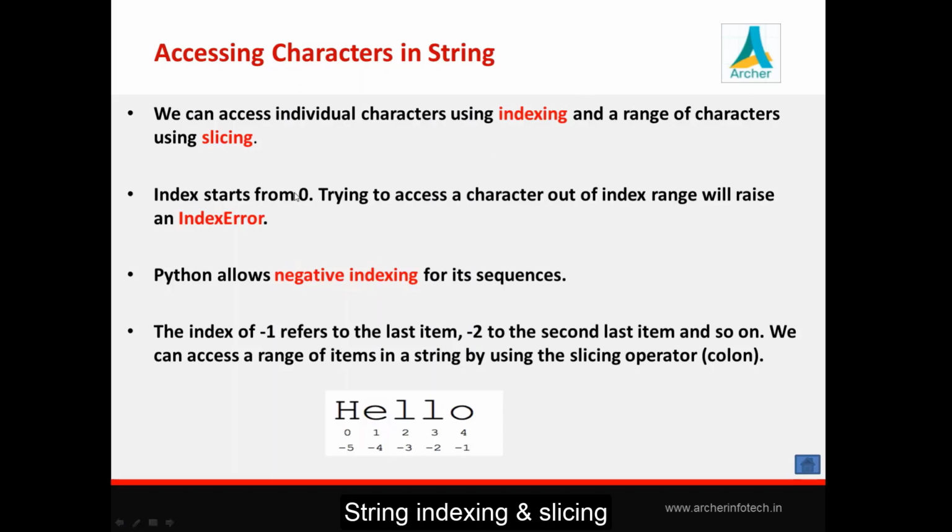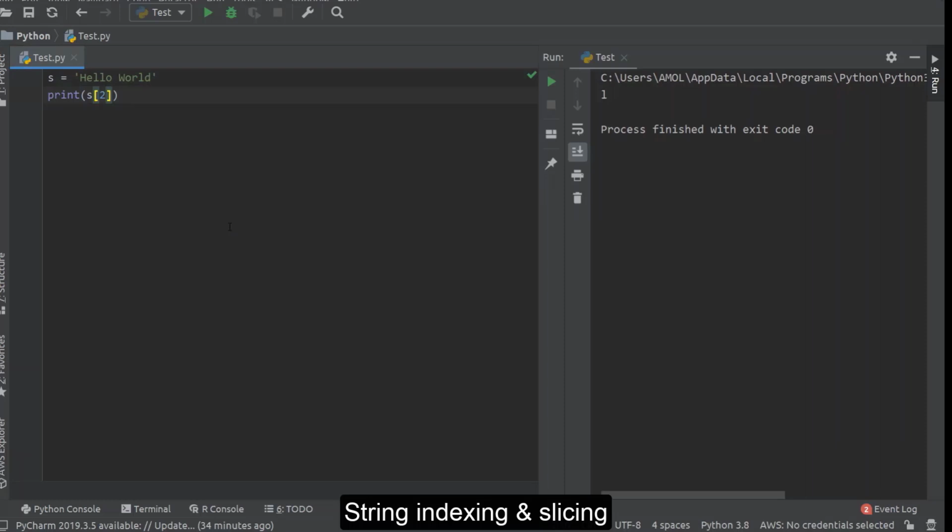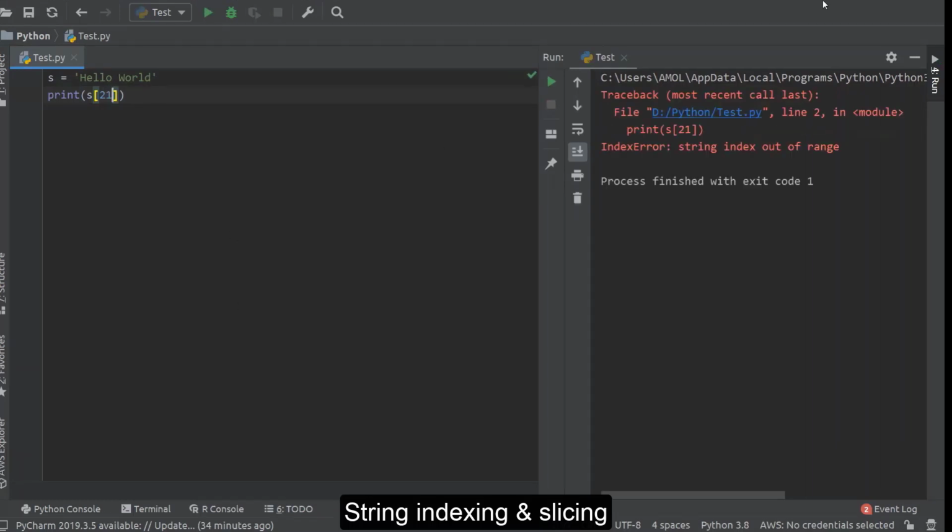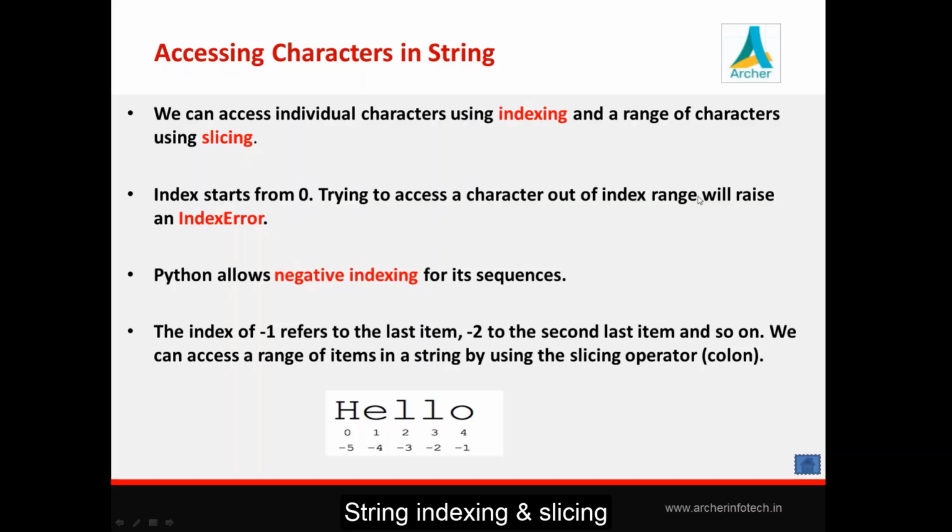Now, as we have stated, index starts from 0, and if you try to access any character which is out of index, you will get this error, index error. Like here, if I try to say s of 21, that character is not there. You are getting an error over here, index error: string index out of range.